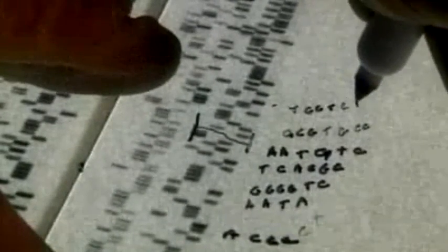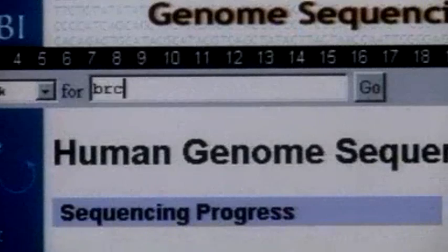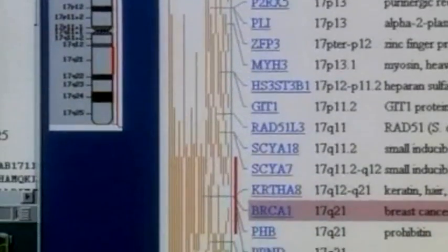A C and then an A. And then came the revolution. In the last 10 years, the entire process has been computerized. That cost hundreds of millions of dollars. But now, instead of decoding only a few hundred letters by hand in a day, together these machines can do 1,000 every second. And that has made all the difference.